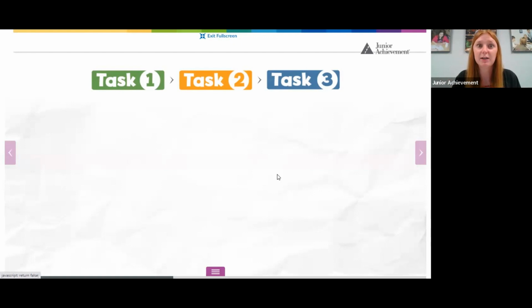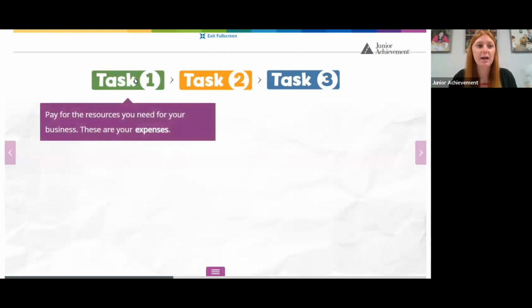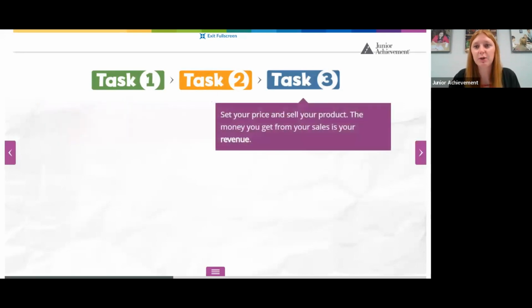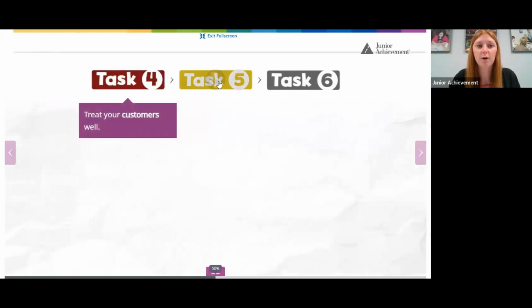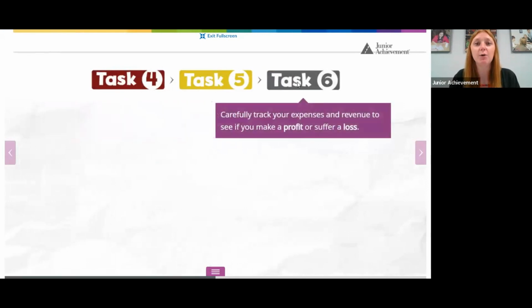Then, using the next 2 slides, we're going to go over the answers. Once students are all the way done, you're just going to go down the whole list answering the question. So we're going to start with task 1 and say, okay, paying for the resources you need for your business. These are your expenses. So the bolded word on the on-screen presentation is the word that they should have put on their word bank. Then you'll go through the same thing for task 2, 3, 4, 5, and 6. Now, these words will be important for the activity that they are going to do next.